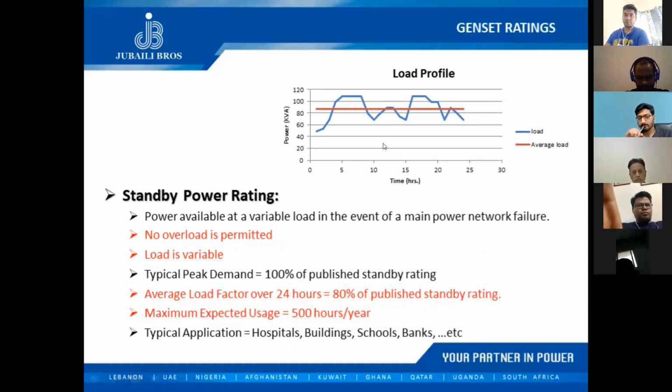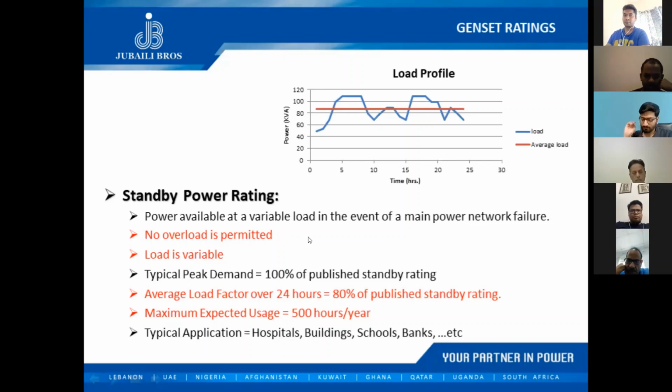In a standby application, our generator is not the primary source of power. We have a mains network, a grid which we rely on for power, and our genset is only there for emergencies. It's acting as an emergency source of power. Now, in a standby rating, no overload is permitted. No overload of what? Of the standby rating. So I cannot exceed my 110 kVAs. My published standby rating is 110 kVAs. I cannot exceed this rating.